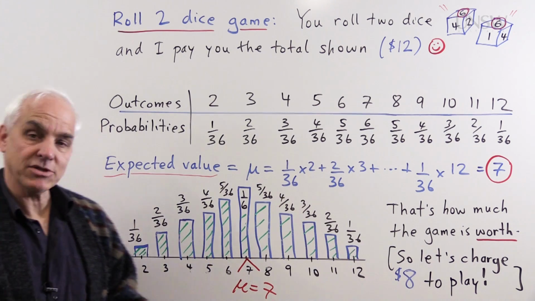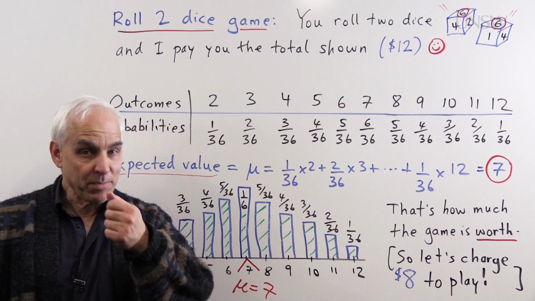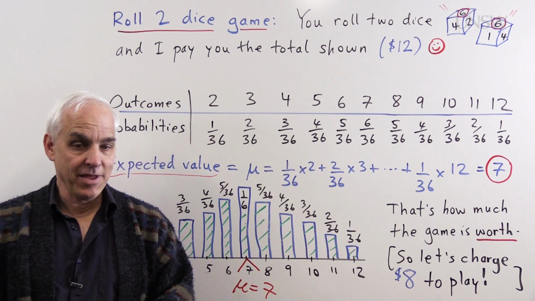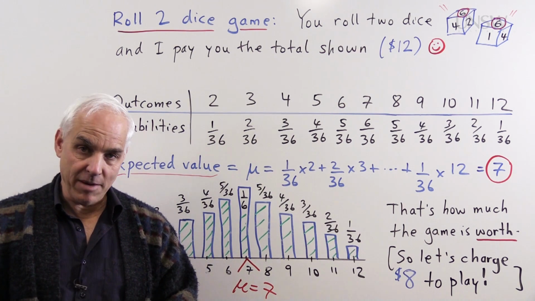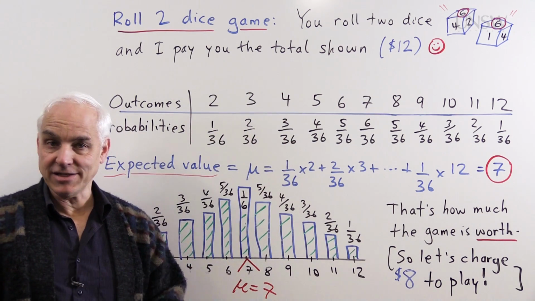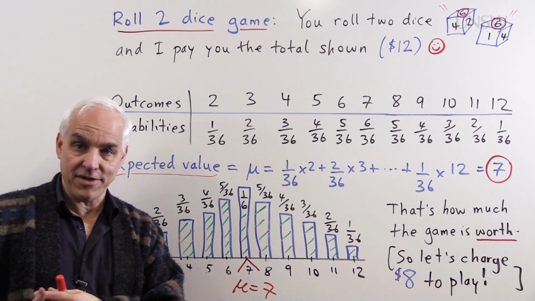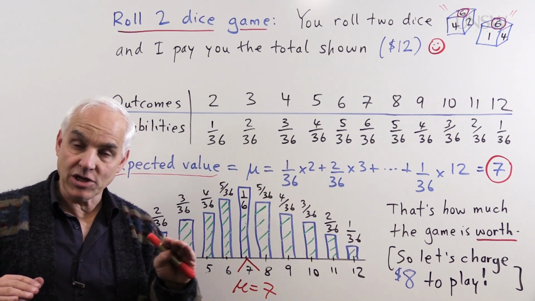So that's how much the game is worth. The game is worth $7. If you have to pay $7 to play this game, and you play it over a long period of time, well, sometimes you'll get 12s and 9s and 10s, and you'll be ahead of the game. Sometimes you'll get 2s, 3s, and 4s, and you'll be behind the game. But on average, you will break even.